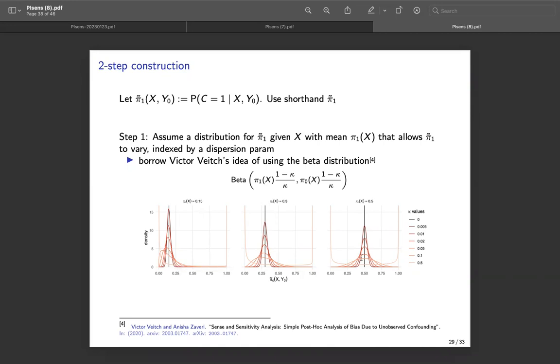So in this picture, we are showing for different kappa values how spread these distributions are for several of the pi 1x values. If kappa is 0, you get a mass at pi 1x, right? And you notice that even with what looks like small kappa, you already have quite a bit of spread. So you don't want kappa to be very large. In our application, we pick the max kappa to be 0.05, which I believe is this curve here. Anyway, that's step 1. We assume this beta distribution.